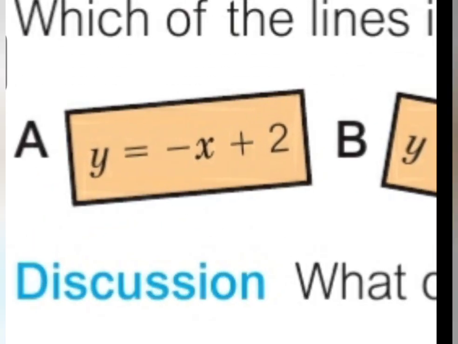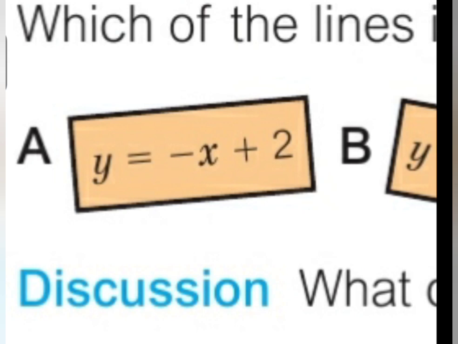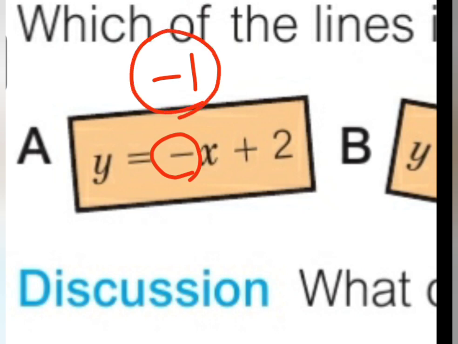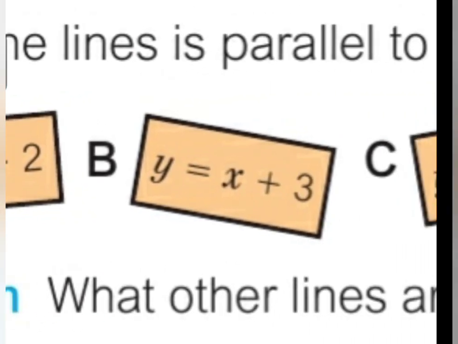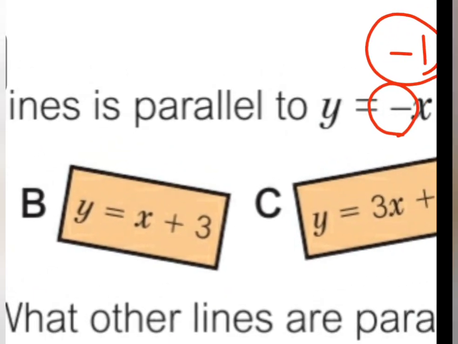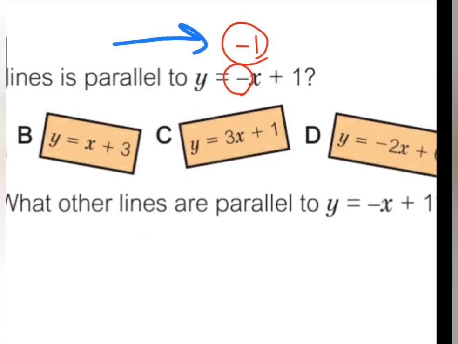Now first, let's start with A. What is the gradient here? Very good. It's the number multiplied by the x, or the coefficient of x. And in this case, it's negative 1. Good. Negative 1. So is this line parallel or not? Very good. It's parallel. Good job. Now, let's take a look at the next line. And remember, we are looking for a gradient of negative 1.